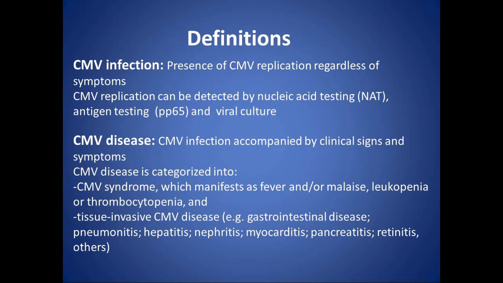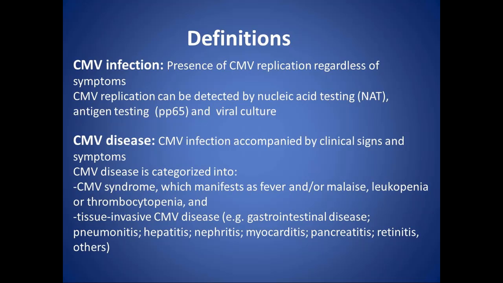We used to do viral cultures a long time ago, and that's all that we had. They took a long time, usually weeks. They were very labor intensive. Then we started doing antigen testing, and we tested for the pp65 antigen. But now we pretty much do nucleic acid testing. So we detect CMV DNA or CMV RNA by PCR methods, and that's really pretty much the test of choice nowadays.